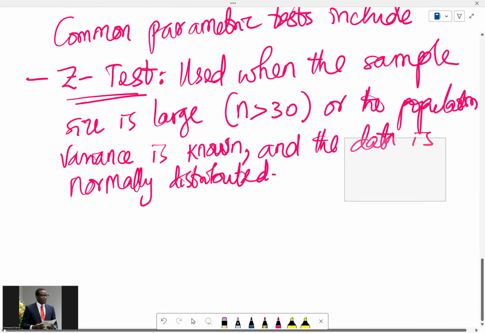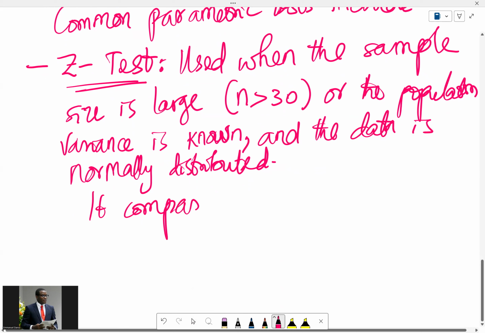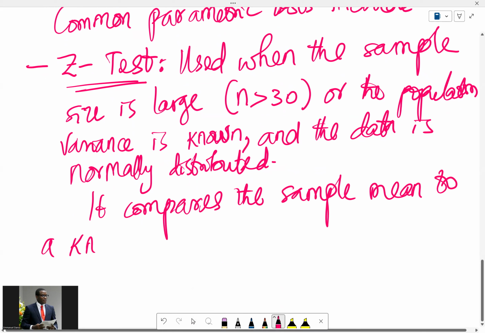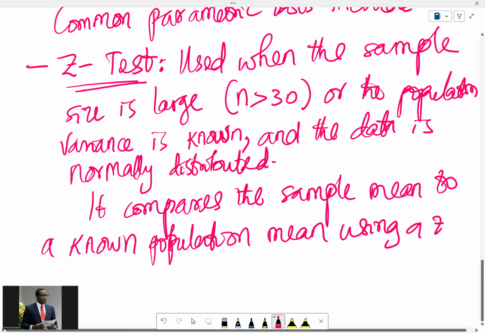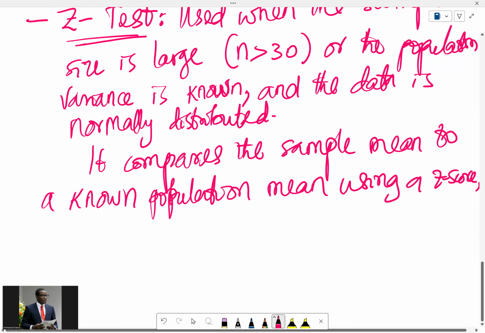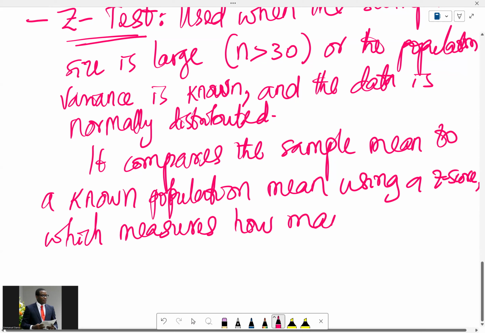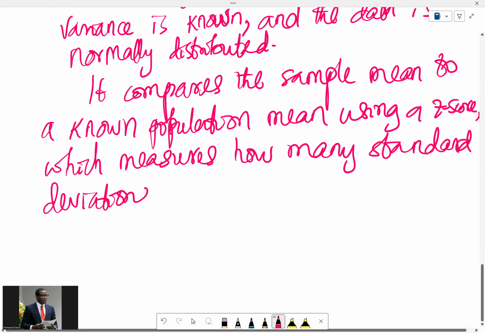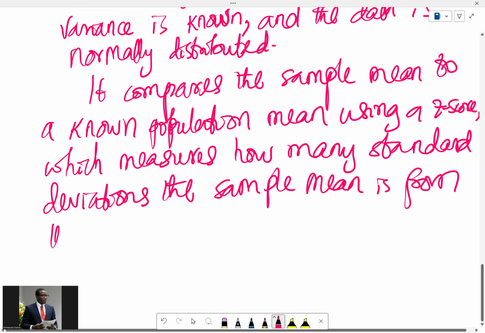Another point is that the z-test compares the sample mean to a known population mean. So if you have enough information about the population, you can do a z-test. It compares the sample mean to a known population mean using a z-score. The z-score measures how many standard deviations the sample mean is from the population mean.